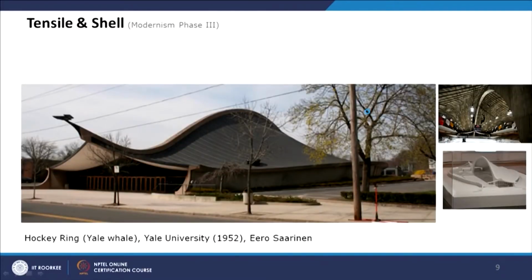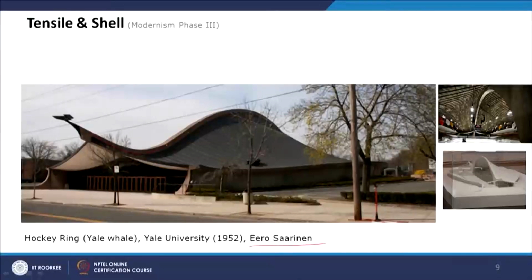Now there is another example, again designed by Eero Saarinen, whose examples we have seen in shell structure, like Dallas airport and TWA airport in Washington and New York. This is the hockey rink at Yale University, and because of this shape it was called the Yale Whale, because it looks like a whale.